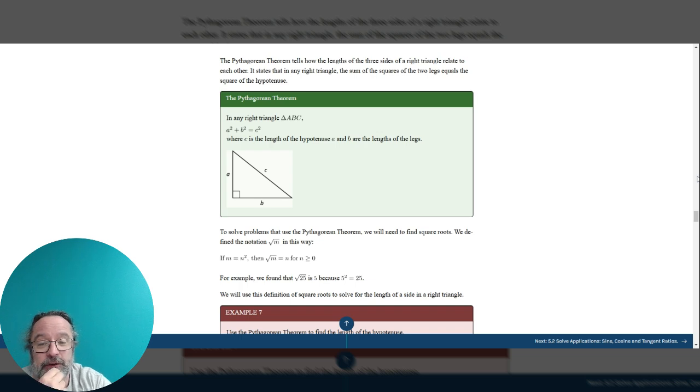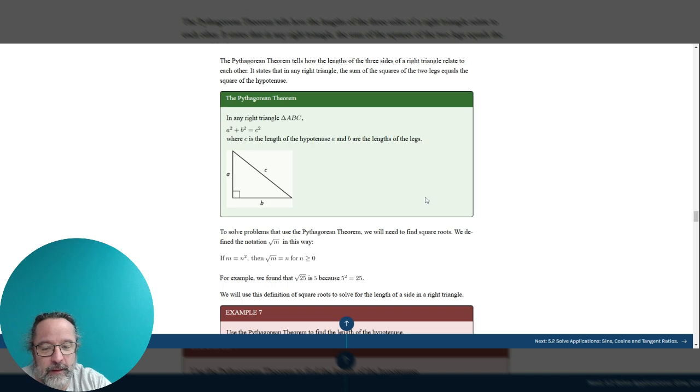But his big contribution was the Pythagorean theorem, which only works for right triangles. So remember that. There we have our square denoting a right triangle. Anytime you see that, you automatically are allowed to assume it's a 90-degree right triangle. We have a squared plus b squared equals c squared, where c is the length of the hypotenuse and a and b are the lengths of the legs of the triangle.